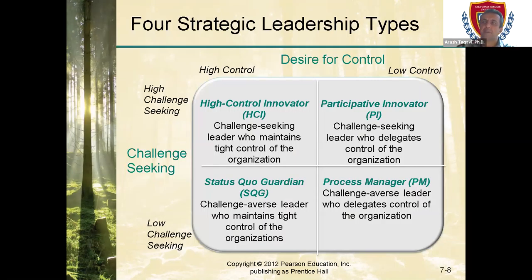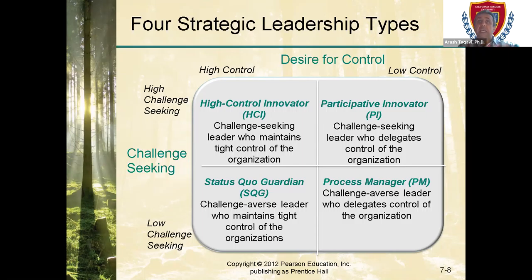So we have two parts of need for control, high control and low control. And two extreme points of challenge seeking, high challenge seekers and lower challenge seekers. We have four types: high control innovator, participative innovator, status quo guardian, and process manager, so PM. With a high level of need for control and a high level of challenge seeking, we can see the high control innovator, the combination of a high degree of need for control and a high degree of challenge seeking. We call them high control innovator.